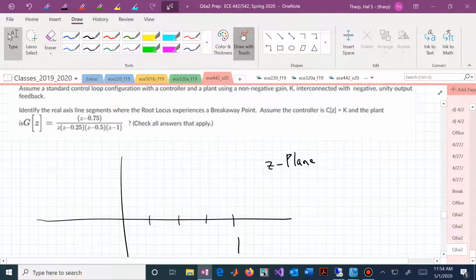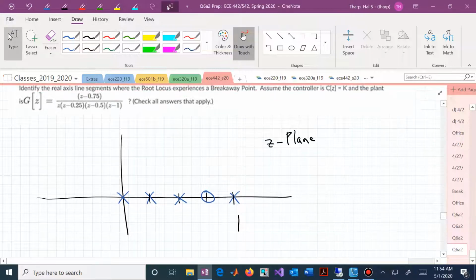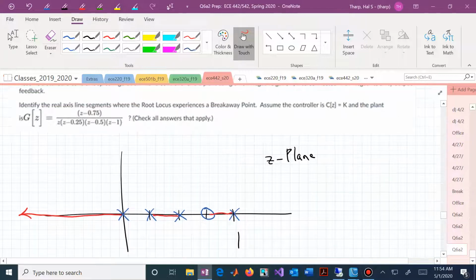In this problem, we want to identify the real axis line segments where the root locus experiences a breakaway point. Now we need to sketch or apply rule 1 to put down all of our poles and zeros. There are our poles and zeros. Rule 2 now says start looking to our right on each of these segments and find an odd number of poles and zeros. There's rule 2. Now it says, are there any breakaway points? Well, there's no breakaway point here.